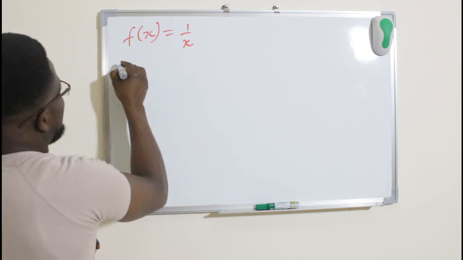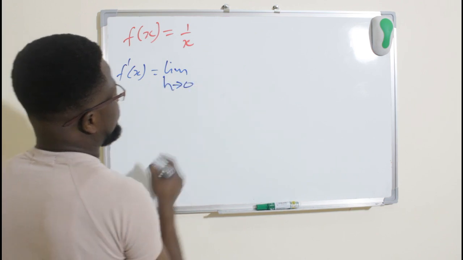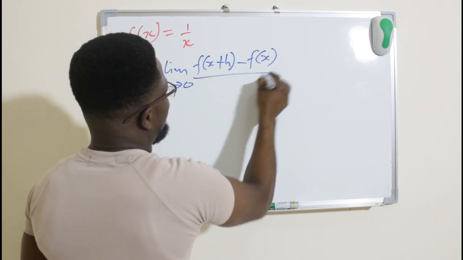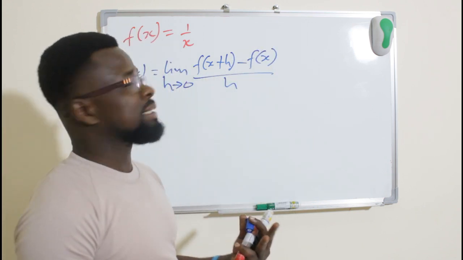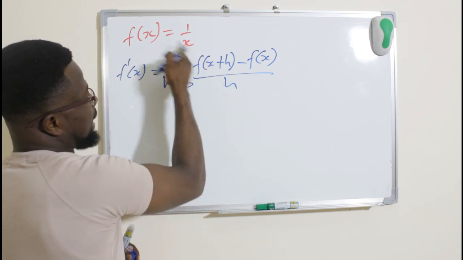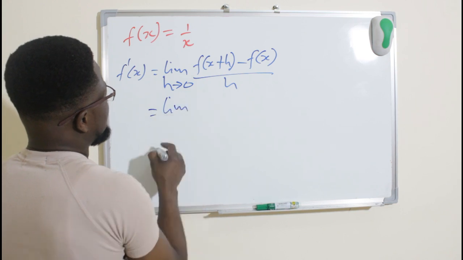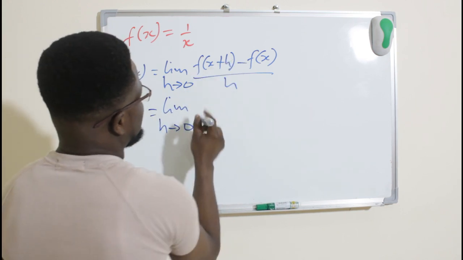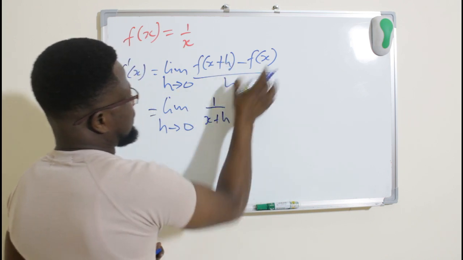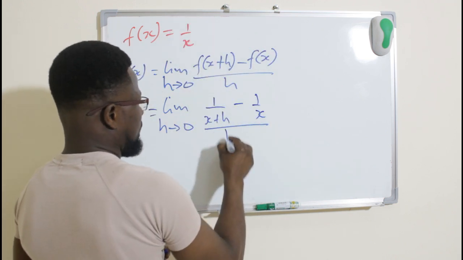So we're going to have f prime of x equals the limit as h approaches 0 of f of x plus h minus f of x, all over h. I'm going to do the substitution straightforward from here. Remember we said in this case wherever we see x in the function we put x plus h. So this becomes the limit as h approaches 0 of 1 over x plus h, minus, this is the minus sign, this function 1 over x, all over h.